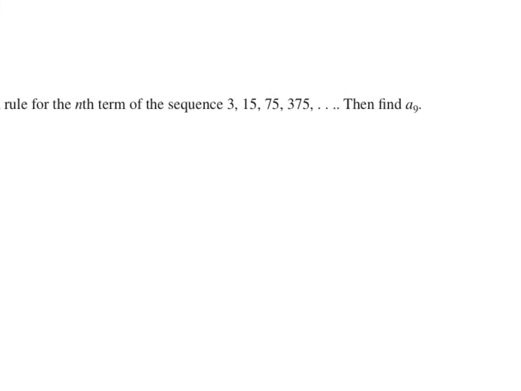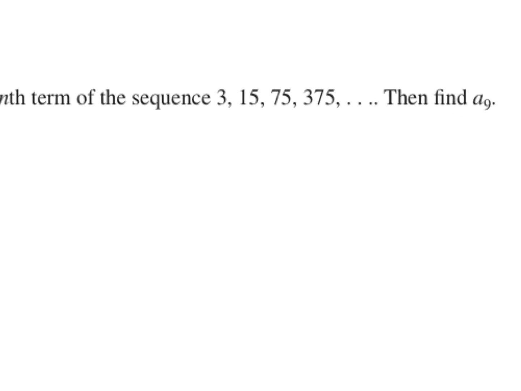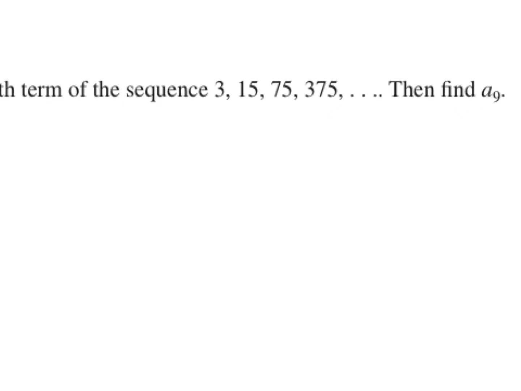All right, let's look at number 4. We're doing the same thing here. It asks us for the rule and a sub 9. So let's start by finding the rule. We need to figure out what a sub 1 is and our common ratio. What's our first term? 3. What's our common ratio? 5. We're multiplying by 5 to get from one term to the next. If you didn't see that right off the bat, do the second term divided by the first. That would give you 5.